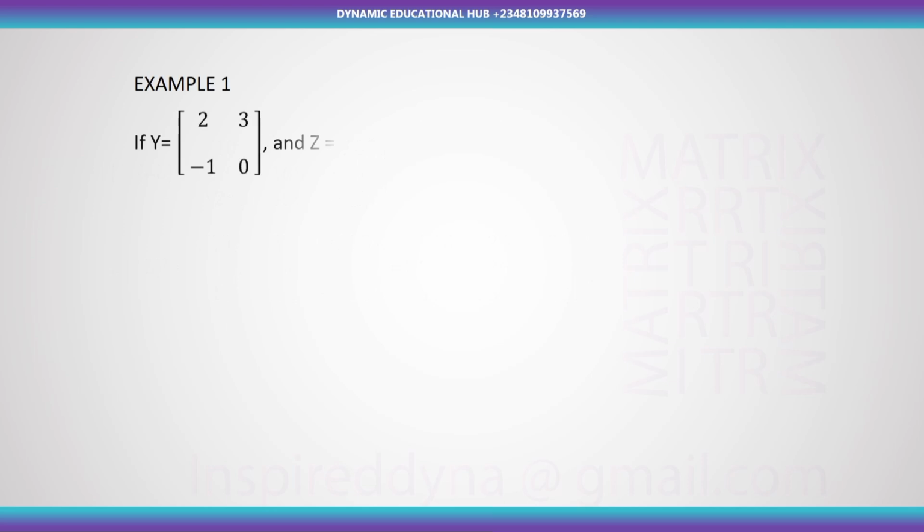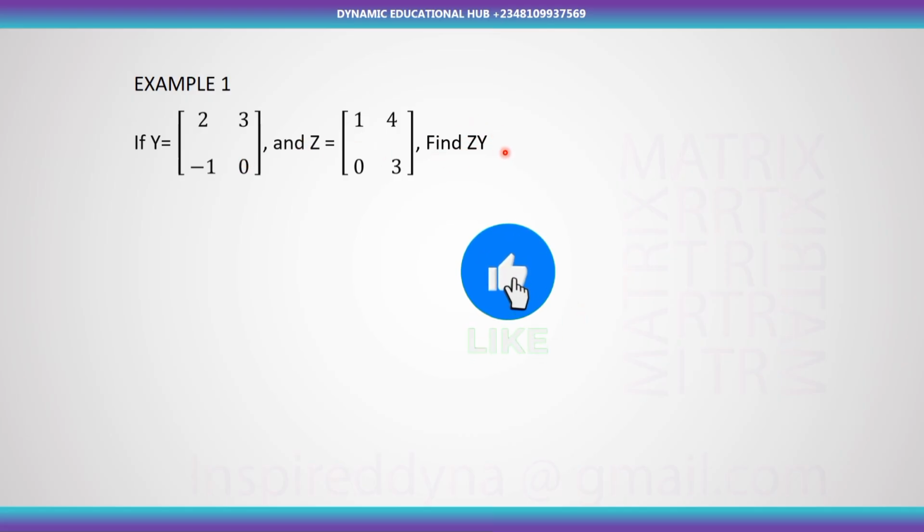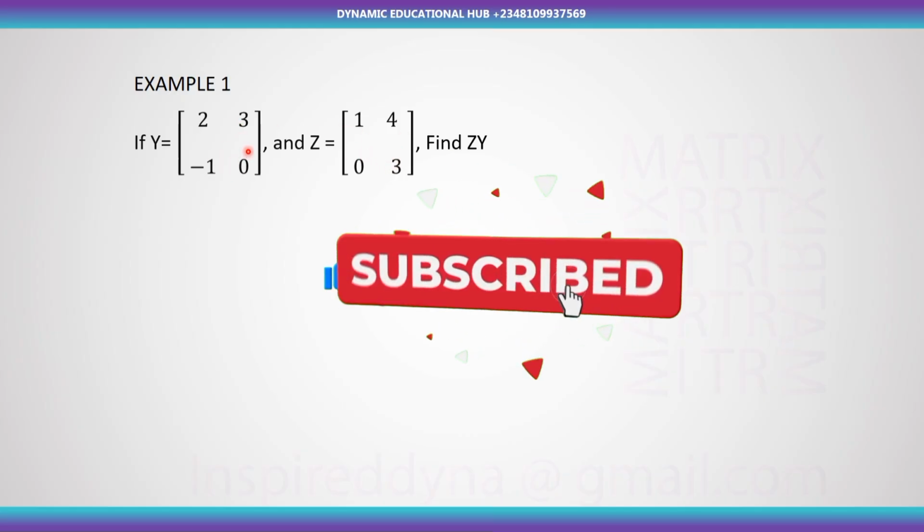Let's look at another example. Now, this is example 2. We have a 2 by 2 square matrix multiplied by another 2 by 2 square matrix. Now the question says, if y is this and z is this, find zy. Don't forget, it is zy we are asked to find in the question. So our z is coming first, multiplied by our y.